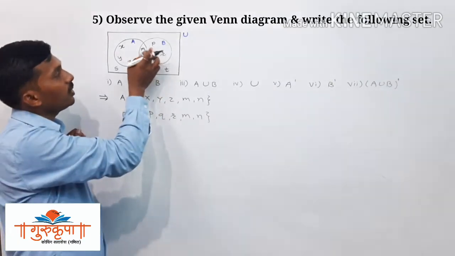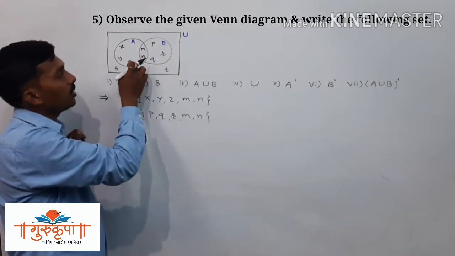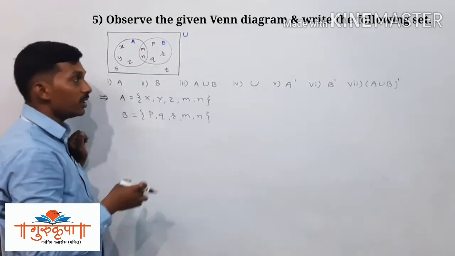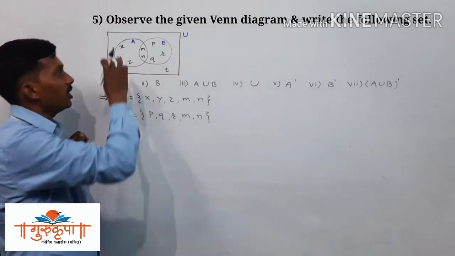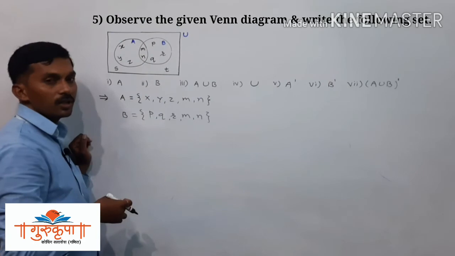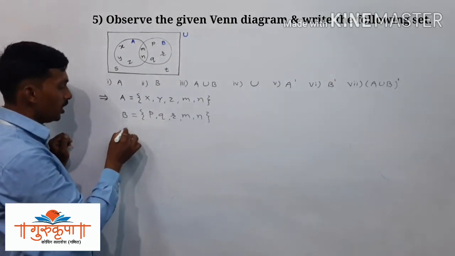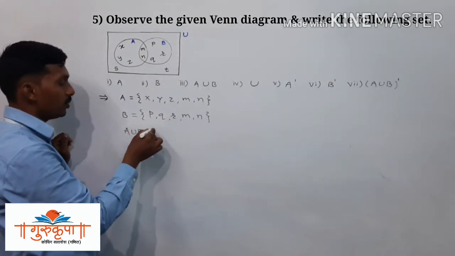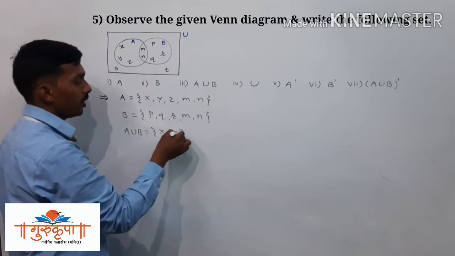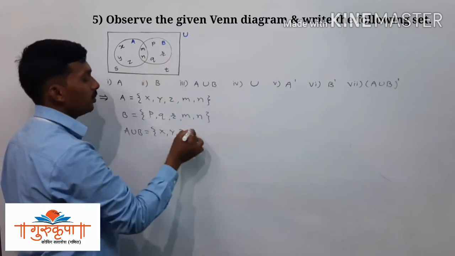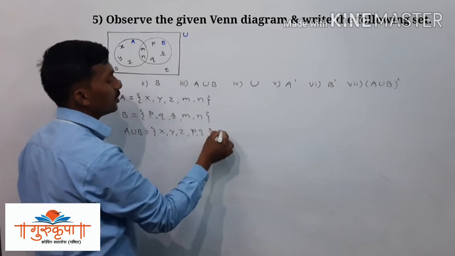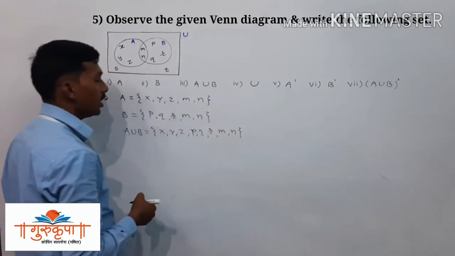So here A union B means x, y, z, p, q, r and m, n. These are the 8 elements in A union B. So here you will write A union B is equal to, in the curly brackets, x, y, z, p, q, r and m, n. This is A union B.